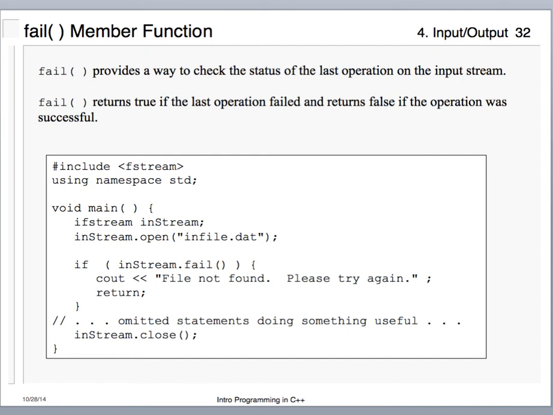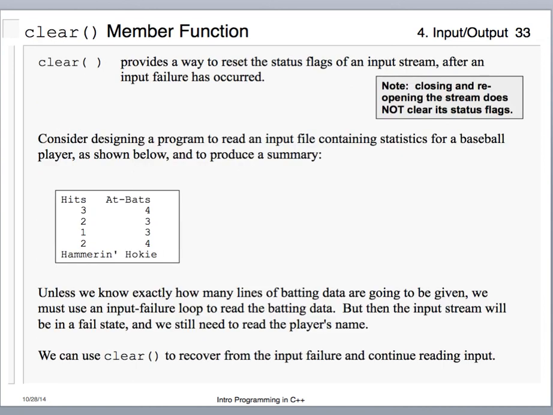So we can check the stream to see if there was a fail flag set, and if so, we could print out appropriate information and then terminate the program or do whatever we would do in the case that we weren't able to open the file. In this case, the message says file not found, which is usually the reason why an open would fail. Either we provided the wrong name, or it's not in the right folder, or whatever. And then we do whatever else we need to do and then close the stream.